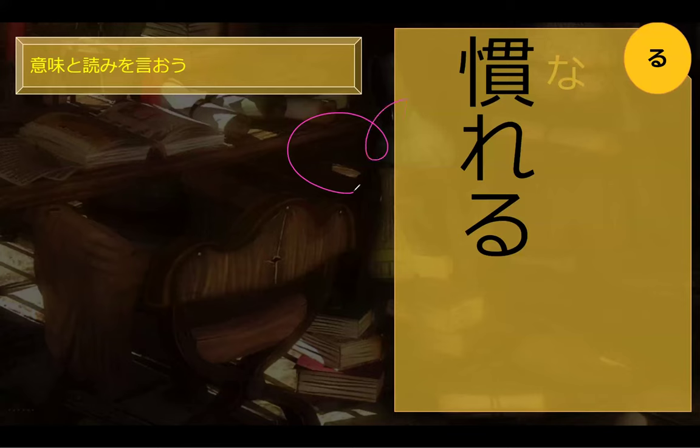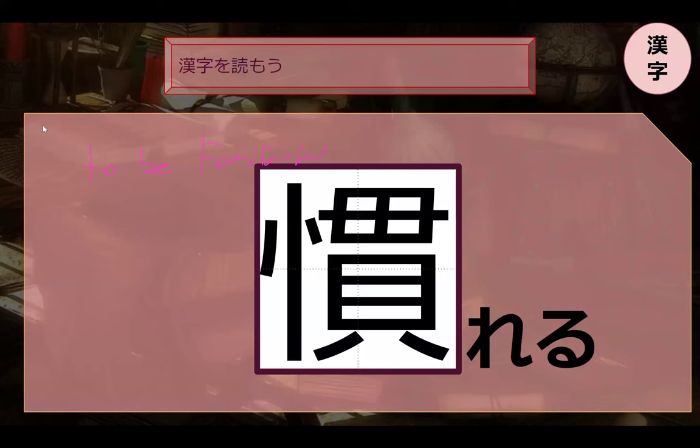Do you know what nareru means? To cross something, to go through? No. Nareru means to be familiar with. Nareru, to be familiar with, and it is a new verb.